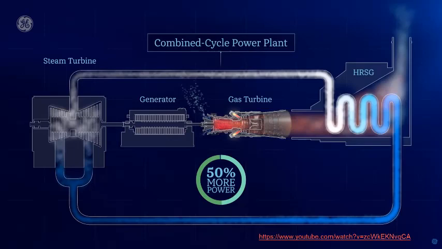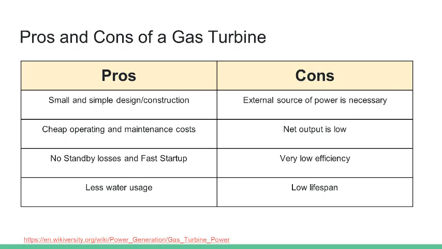According to General Electric, they often combine a steam turbine to increase the power harvest by about 50% more. If you look at the diagram, the hot gas mixture mentioned earlier is actually used to boil the water in the steam turbine pipe. Now for the pros and cons of the gas turbine.